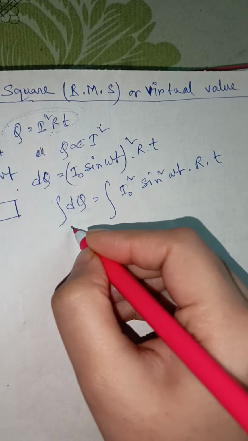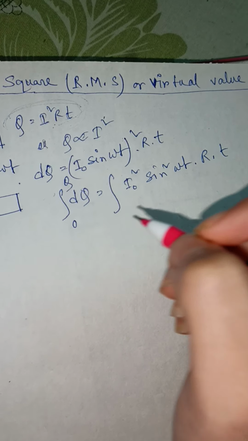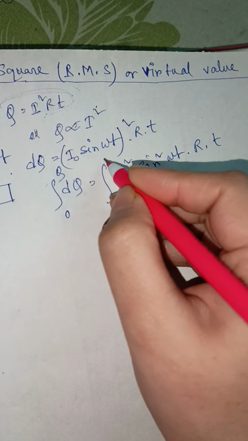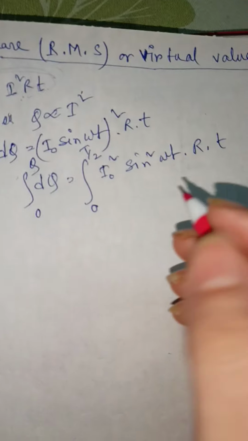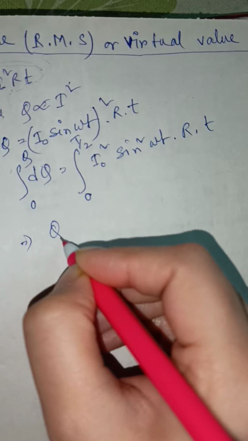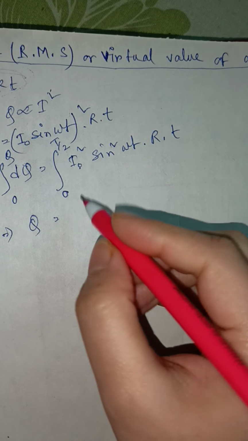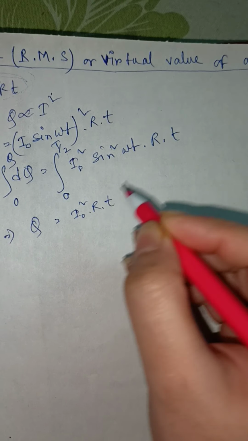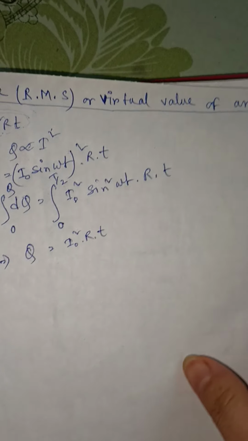Now the limit will be 0 to Q. This is the total heat produced for T by 2 time, and the limit of time is 0 to T by 2. Now Q equals I naught square R, since I naught square is constant, and now we have to integrate this part, sine square omega t.